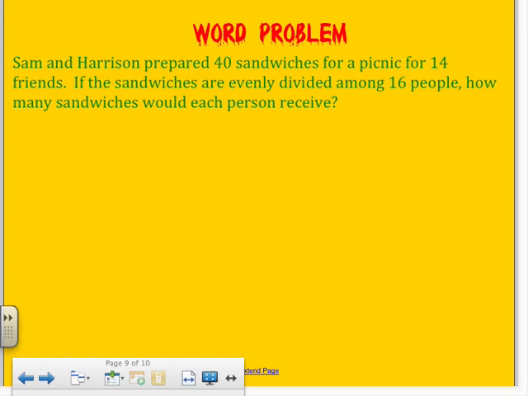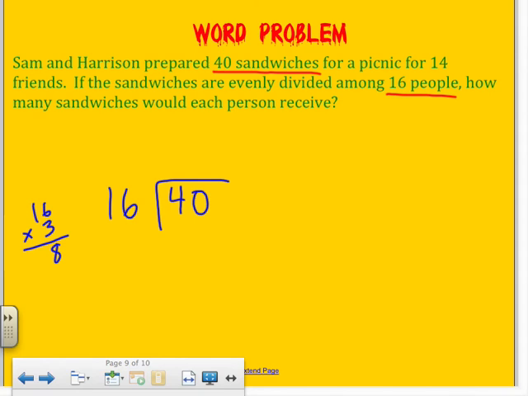Finally, let's practice some word problems that have to do with fractions. Sam and Harrison prepared 40 sandwiches for a picnic. If the sandwiches are evenly divided among 16 people, how many sandwiches would each person receive? So we're taking 40 and dividing it evenly by 16 people. This is one of those where you try trial and error. Maybe try 16 times 3 to see how many times it goes in. That's too much, so it must be 16 times 2. So 16 times 2 is 32. We do our subtraction, and at this point, remember, we're not turning it into a decimal, we're turning it into a fraction. So I take my remainder of 8 and show that it's being divided by 16.